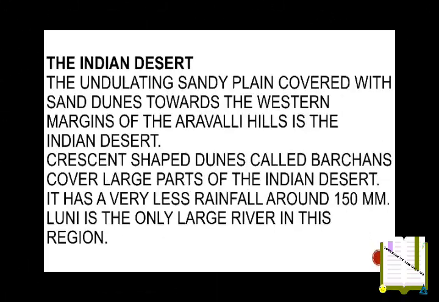So now the Indian desert. The undulating sandy plain covered with sand dunes towards the western margins of Aravalli Hills is the Indian desert. Crescent-shaped dunes called Barchans cover large parts of the Indian desert. It has very little rainfall, around 150 mm. Luni is the only large river in this region.